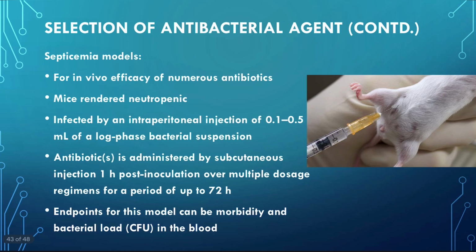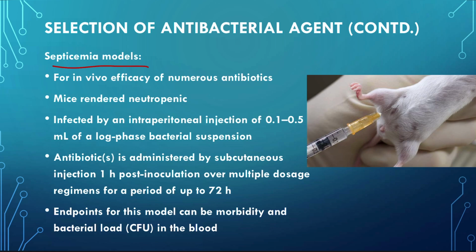Then we have another one, that is the septicemia model, which is comparatively easy to do as compared to the mouse thigh infection model, because in this case we are going to find out the colony forming units directly from the bloodstream. We are not going to process the thigh tissue. Okay, so first here also the method is the same.